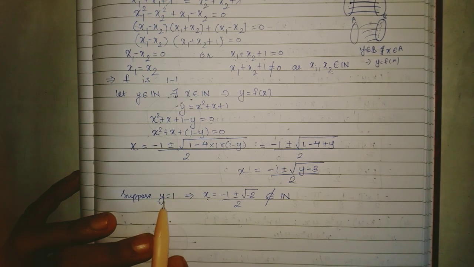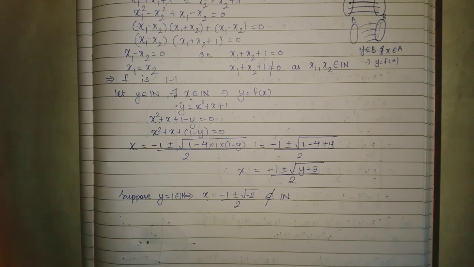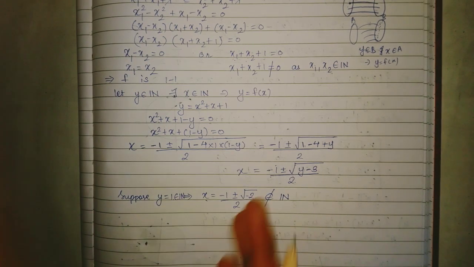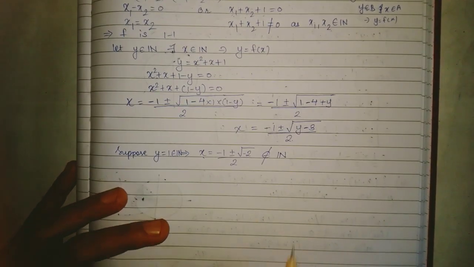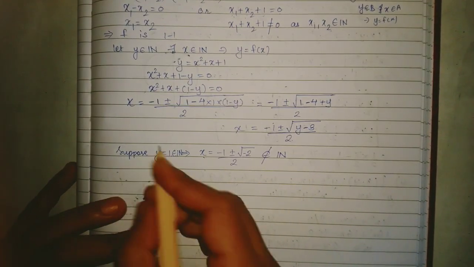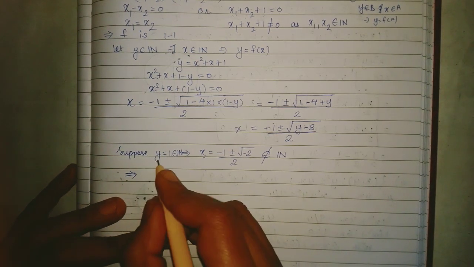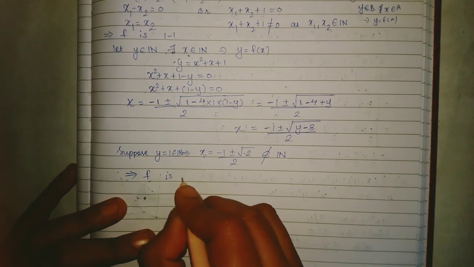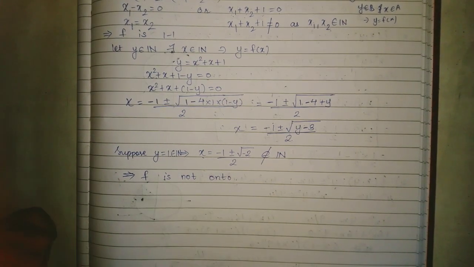Okay. So, y belongs to N. Y is a number from N. So, for y equal to 1, there does not exist x which belongs to N. So, this says that f is not onto.